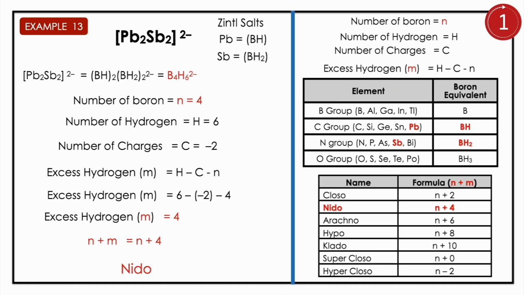You can apply Wade's rule. First step will be counting the boron. Number of borons are 4, so N equals 4. Hydrogens are 6, so H equals 6. Charges are minus 2, so C equals minus 2. The excess of hydrogen will be M equals 4. M equals 4 means it is an N plus 4 system. If you look at the table, N plus 4 means Nido structure. So according to Wade's rule, the Zintl salt Pb2Sb2 2 minus has Nido structure.